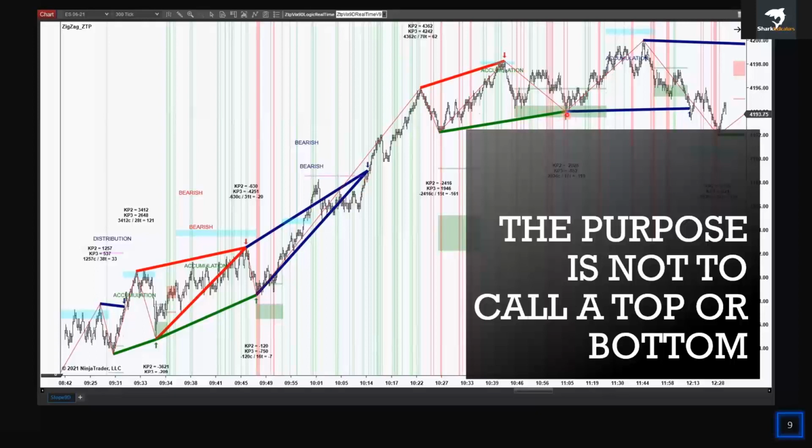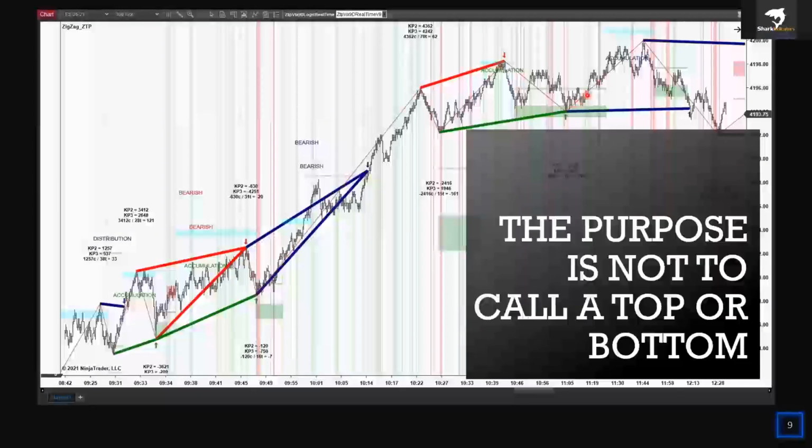Then here we have another accumulation buy signal, and probably like a point off the low, we were given a green VIX template signal to go long, and again, right off the lows.